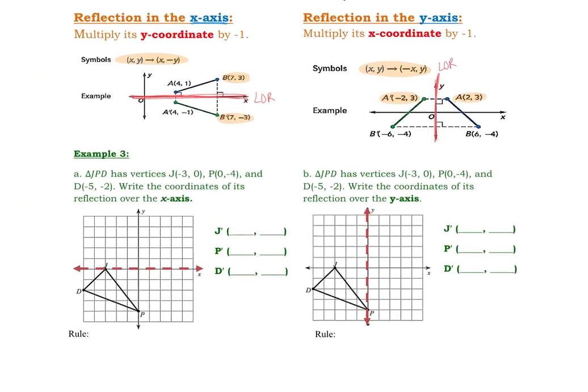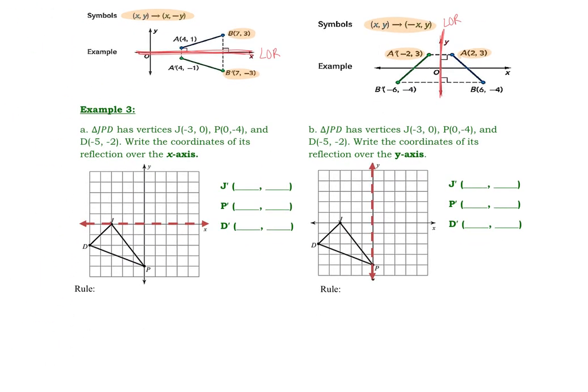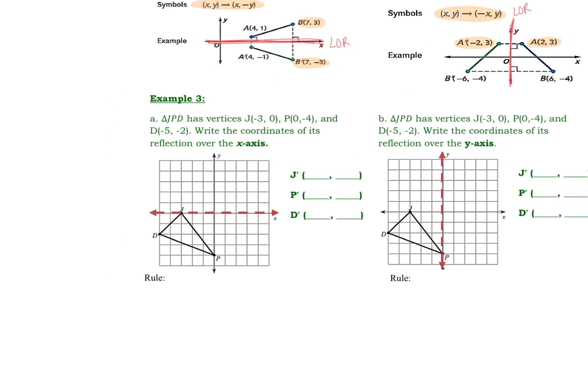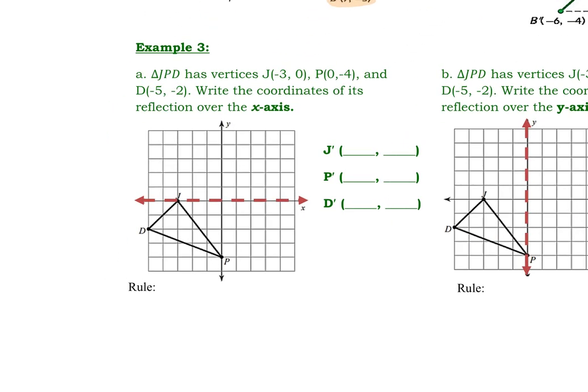All right, so practicing what that looks like. First example, we've got a triangle JPD. It gives us the coordinates for J, P, and D. Write the coordinates of the reflection over the x-axis. So this time, we're going to solve it using the rule rather than counting boxes from the picture. So the rule is x comma y changes to what? If we're flipping it over the x-axis, who changes? The x or the y? The y.